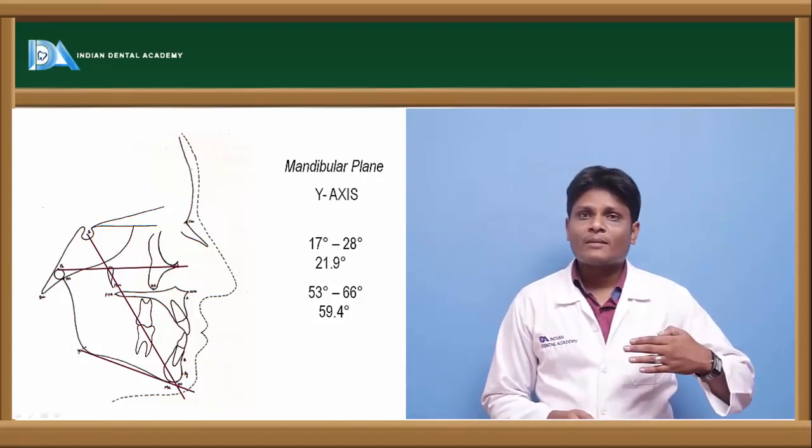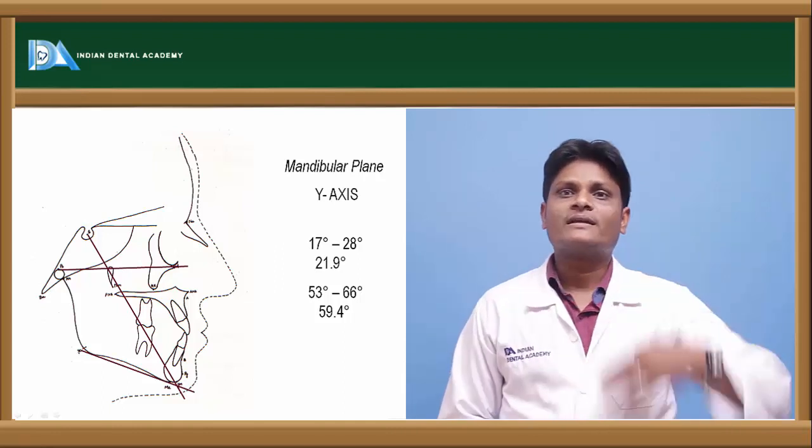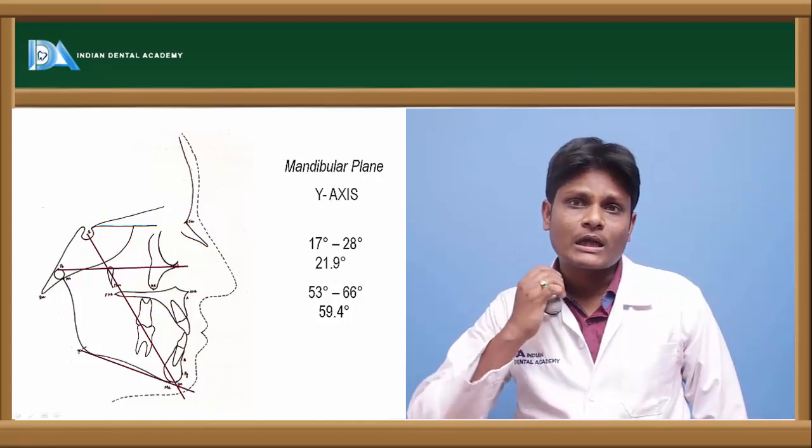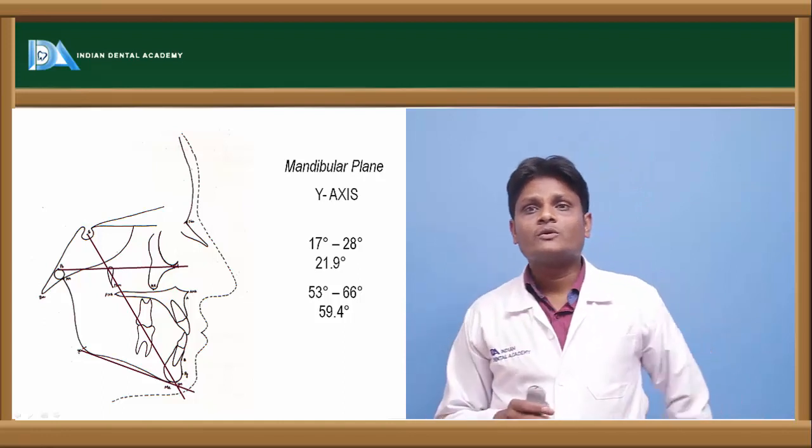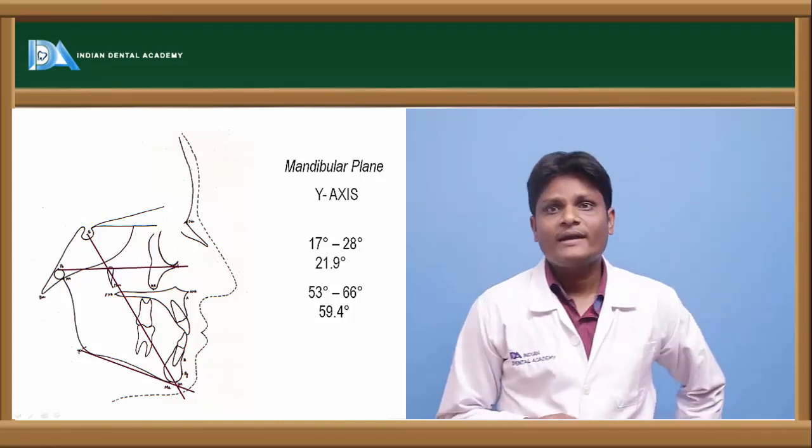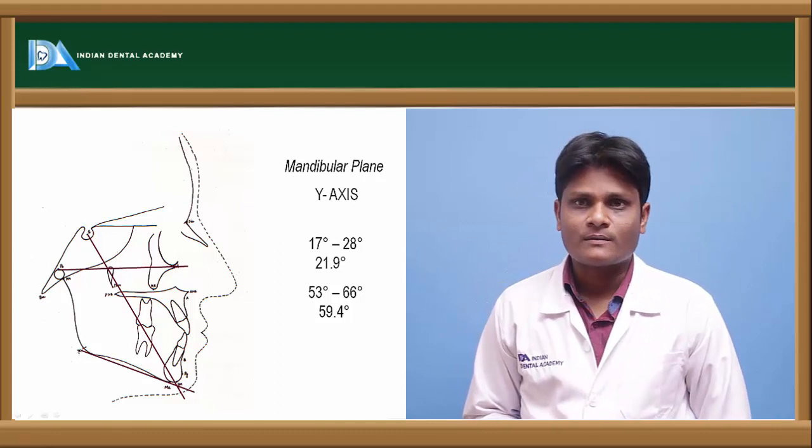Whereas if the mandibular plane angle is less than 21.9 degrees, that indicates the mandible is rotating in a counterclockwise direction, leading to a reduced lower anterior facial height and a horizontal growth pattern.